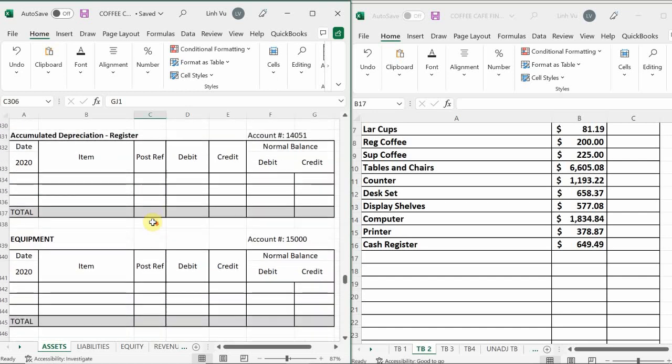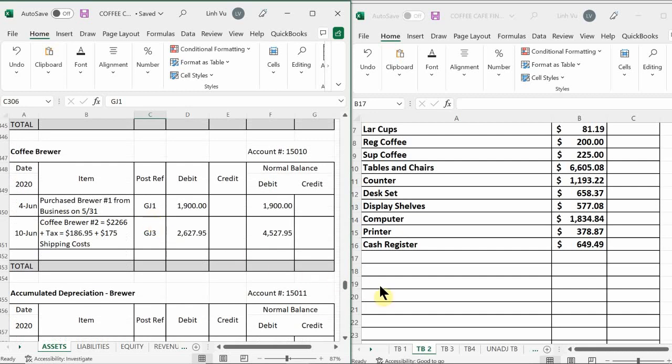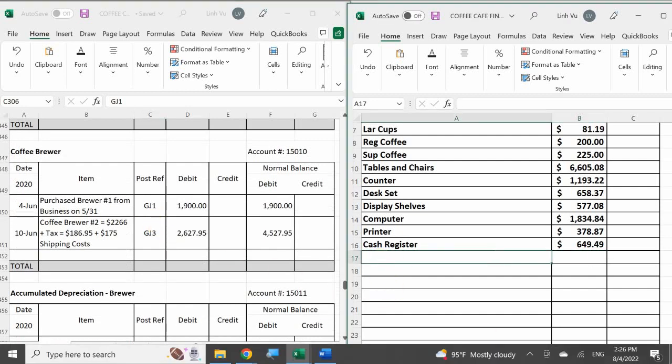Okay, I'm done with that section. Now I'm moving on to actual equipment. So my coffee brewers. How much is my coffee brewers right now? It's 4527.95. Good, right? Because now this value has changed because I just bought my second coffee brewer.